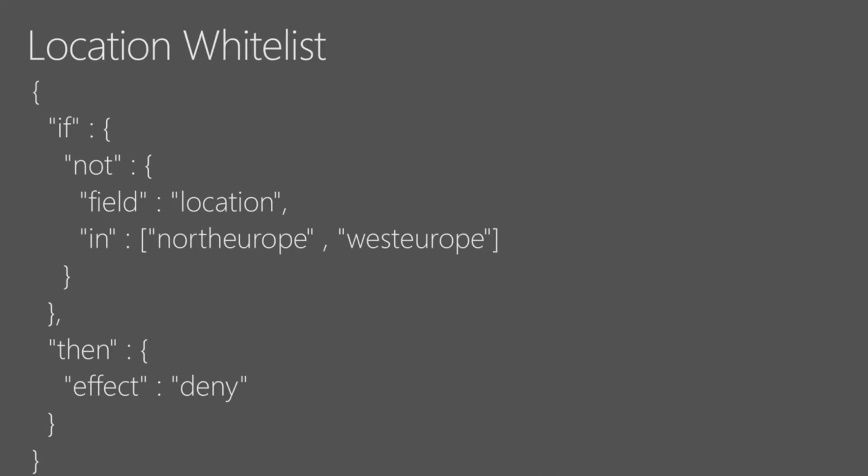Here, you see the field is the most commonly used. We support fields like location, name, kind, SKU, and also alias. Alias is the way we expose RP-specific properties, which I'll talk about later. Then here, I specify a deny policy, which means it will fail the request if the resource is not created in these two locations. So that's how you do geo-compliance.